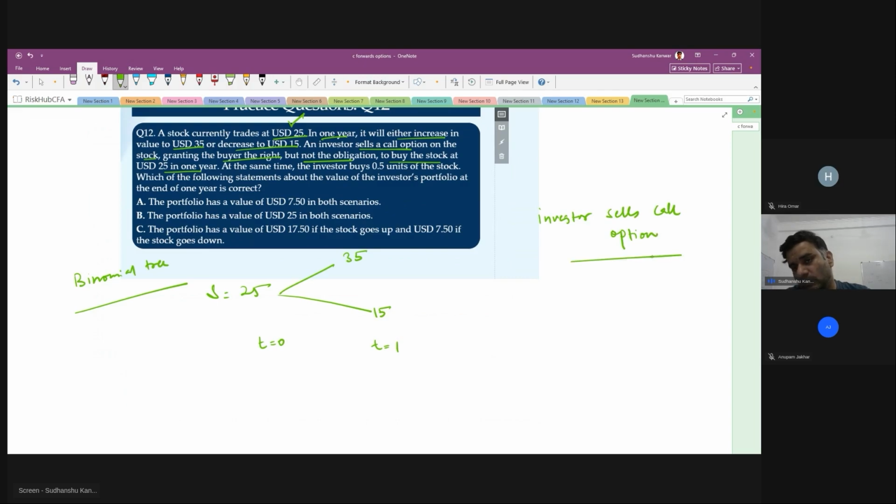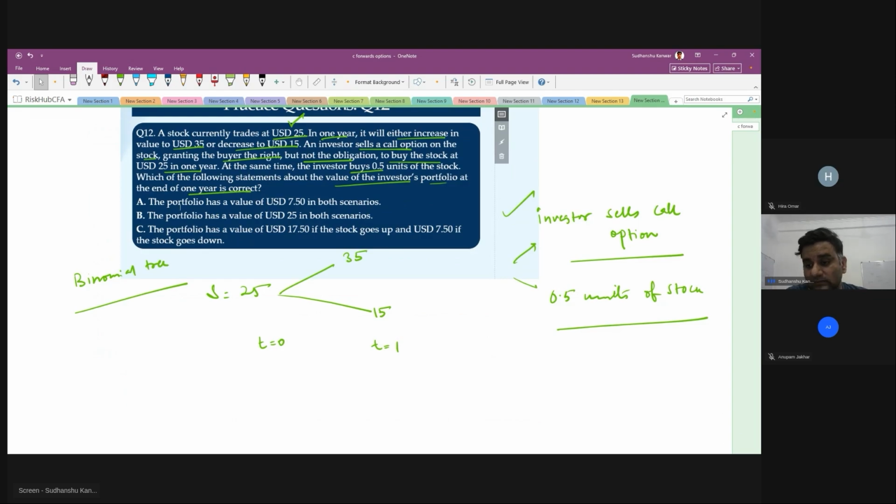Investor sells the call option. At the same time, the investor buys 0.5 units of stock. Which of the following statements about the value of the investor portfolio at the end of 1 year is correct? Now, what is the action the investor is doing?